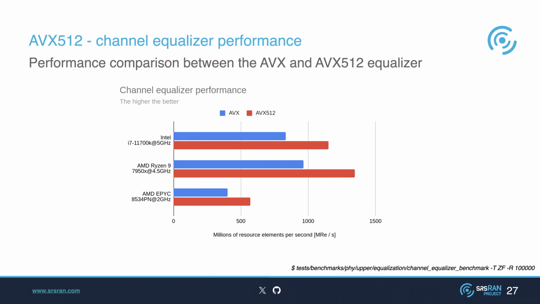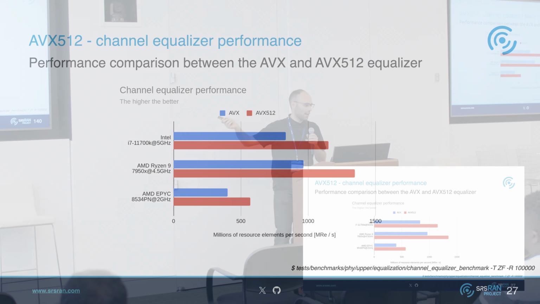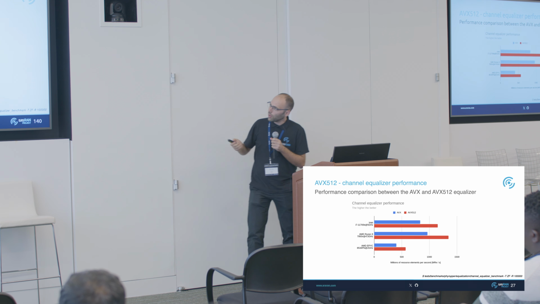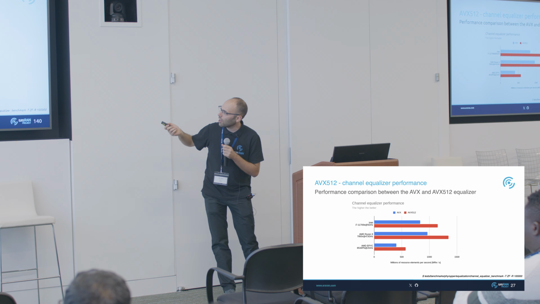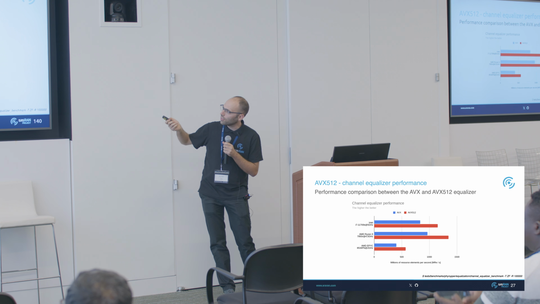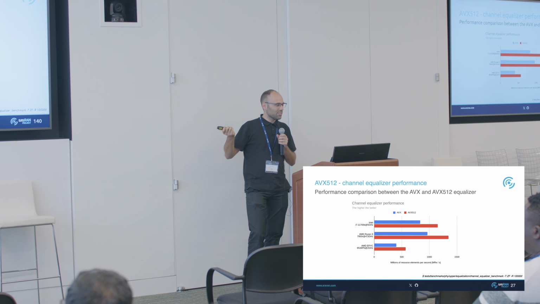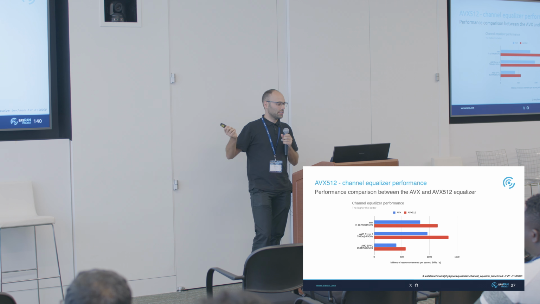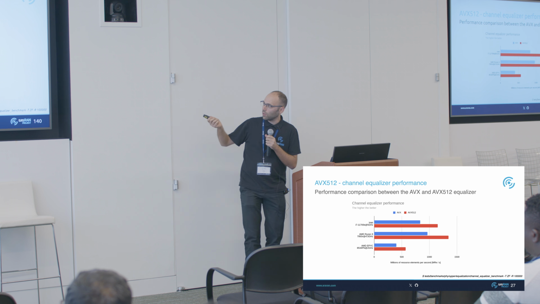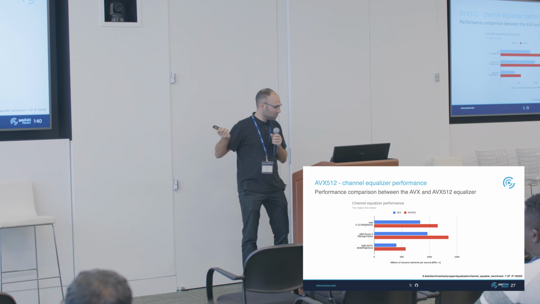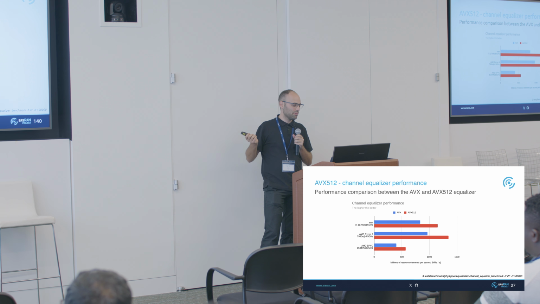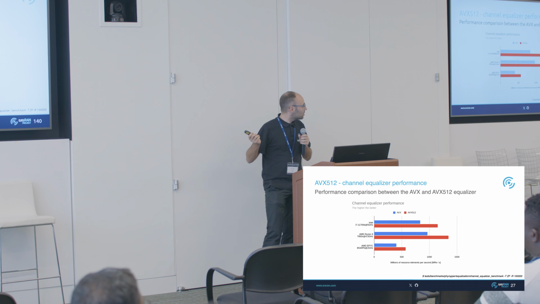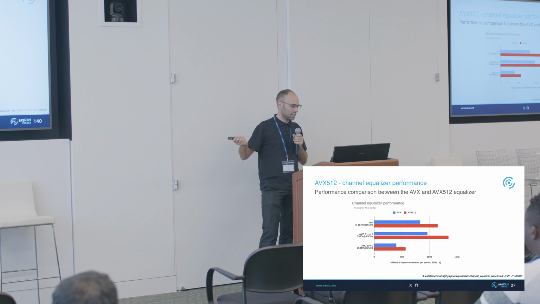But anyway, this is a performance comparison between 3 different CPUs using the AVX2 equalizer and the AVX512. We have an Intel gaming CPU, the 11700, which has more or less a 30% gain using AVX512. The AMD one, the 7950X, shows some improvement, and then the EPYC also has some improvement in the equalizer.